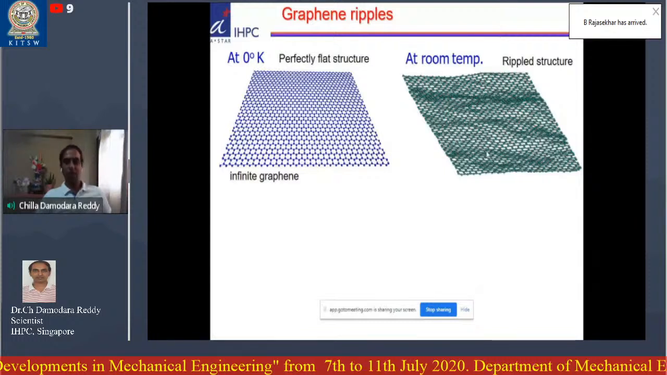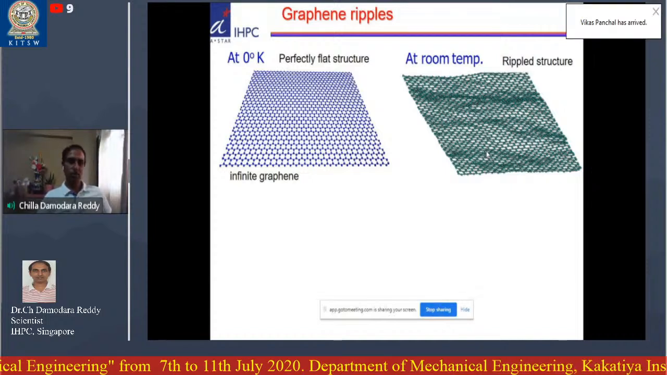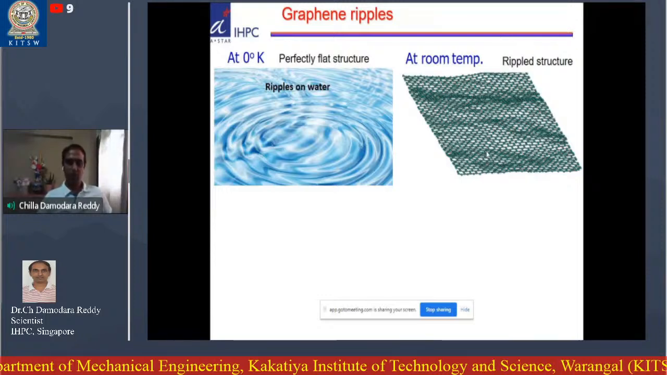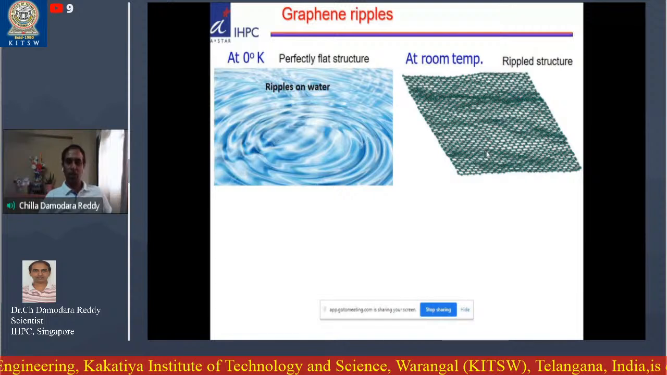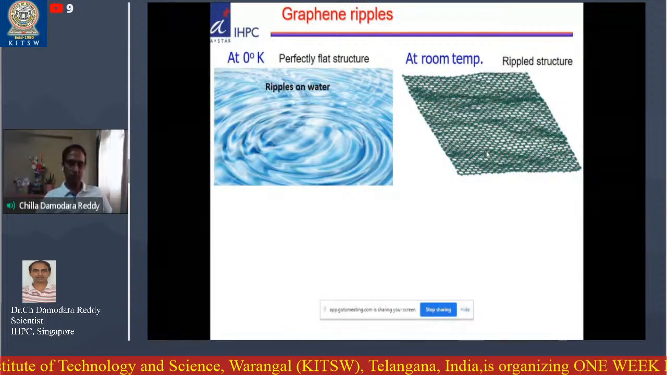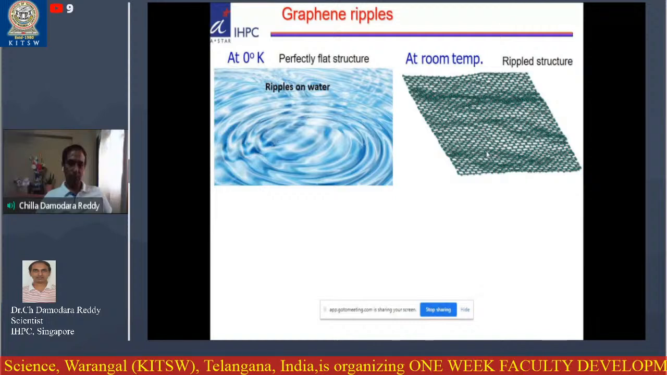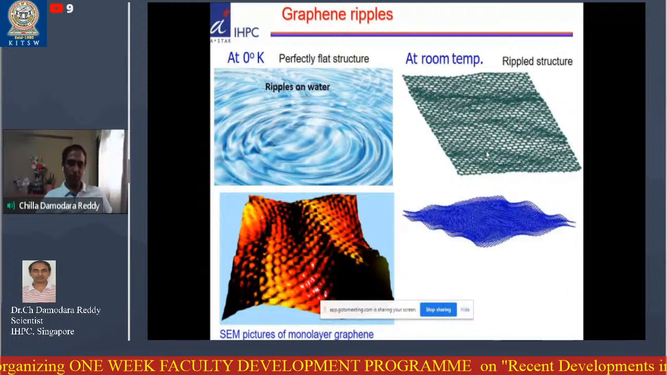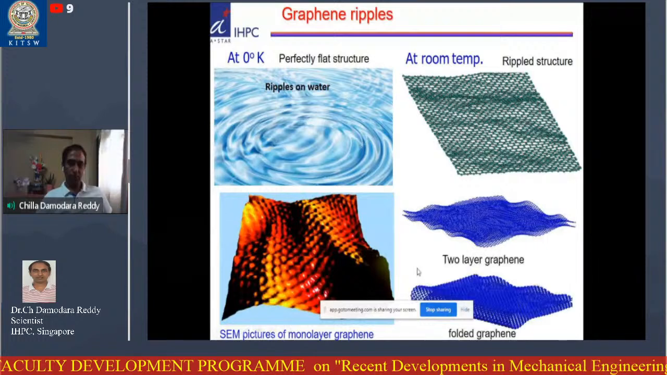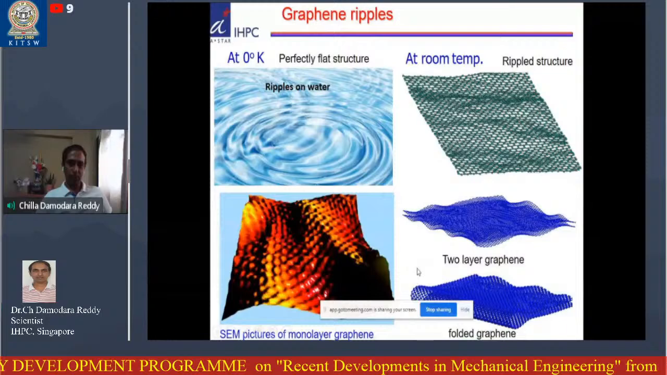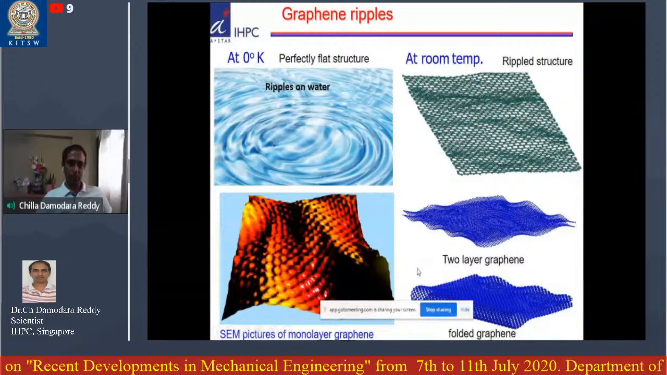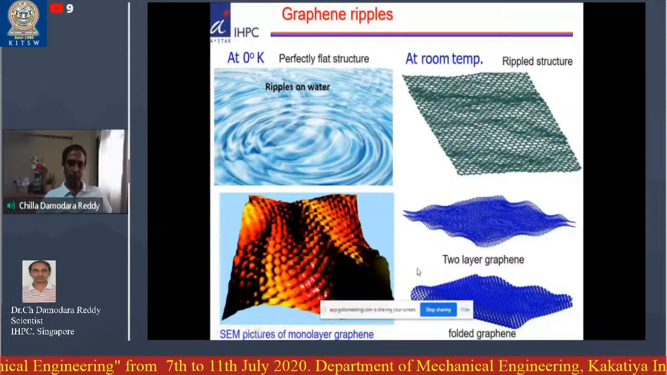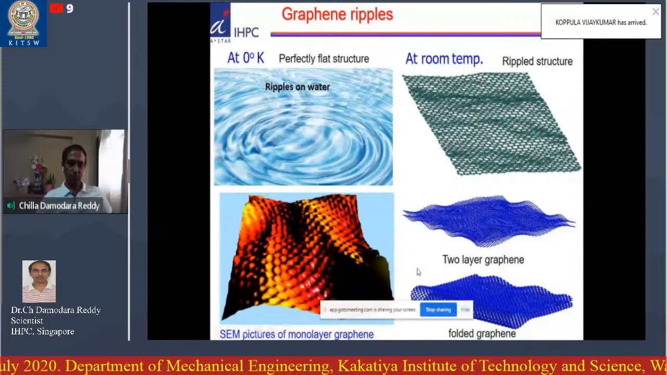Like water ripples: when water is still and you make a small disturbance on the water, then you have these kinds of ripples. And graphene also has similar kinds of ripples at the higher temperatures. And graphene can be visually seen in SEM microstructures, with ripples on the graphene layer, and you can stack together many graphene layers to make it a little bit stronger, and you can use it for mechanical applications.